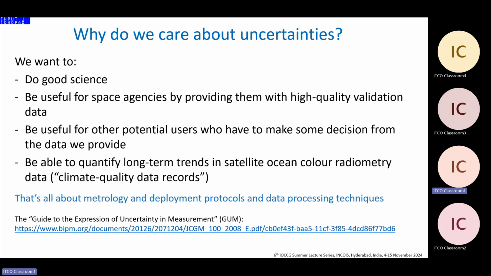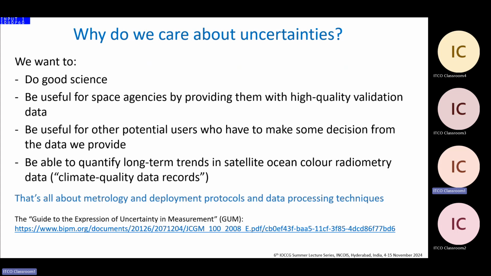But the last point actually is what I just said before about the science. Be able to quantify long-term trends in satellite ocean color radiometry. That's one of the goals we have at the moment, because we have accumulated 25, nearly soon 30 years of ocean color data from space. It starts to be quite a long record, and many people are trying to figure out what this record is telling us about the long-term changes.